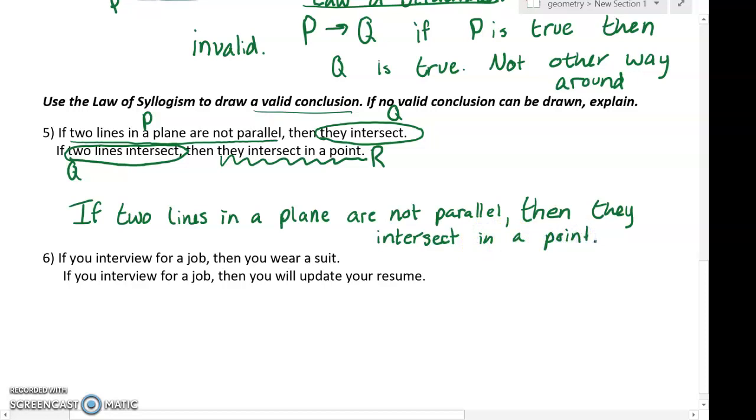Now let's just do the same thing on the next one, number 6. Let's label what we know. So let's find our P's and Q's. If you interview for a job, then you will wear a suit. So if P, if you interview for a job, then Q, you wear a suit. The next one is if you interview for a job, which was our P, right? So P again. Then you will update your resume, which is all new, so we'll call that one R.